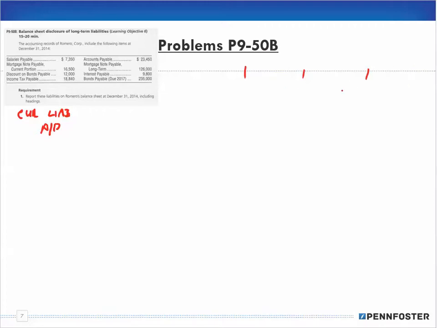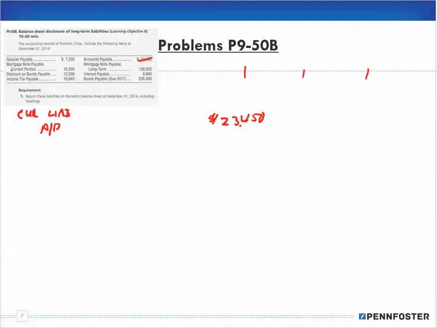But if I didn't have enough space on the paper, well, then I'd end up rewriting everything. So accounts payable is $23,450, and remember the $ sign, and generally use commas. Right, so that takes care of the accounts payable here. Let's see here, what do I have? All right, so I have a salary payable.